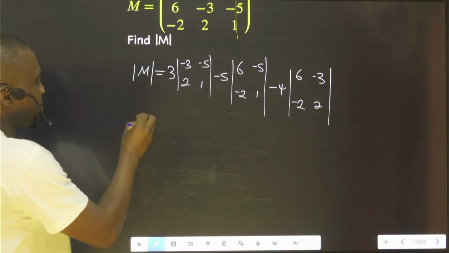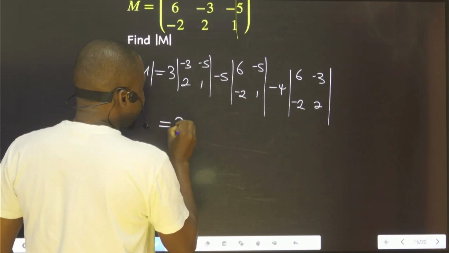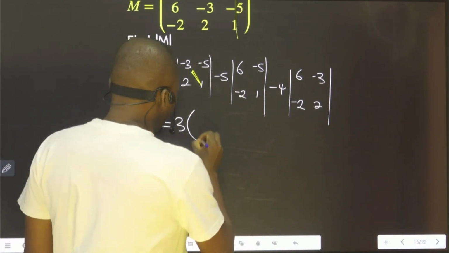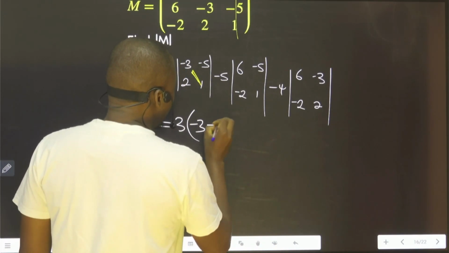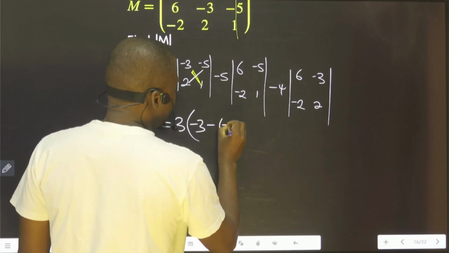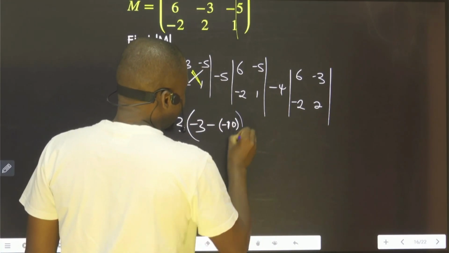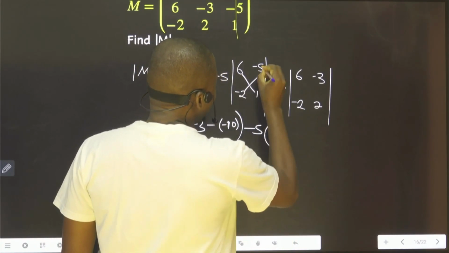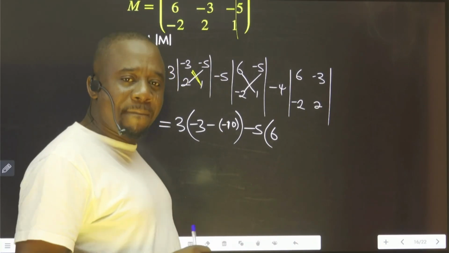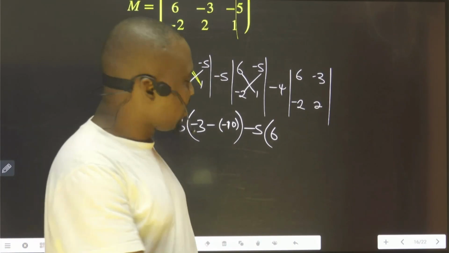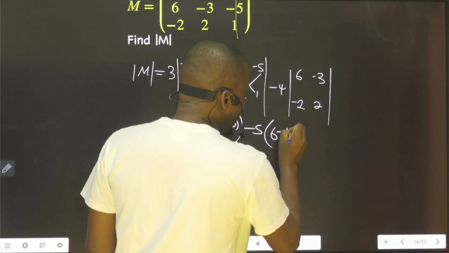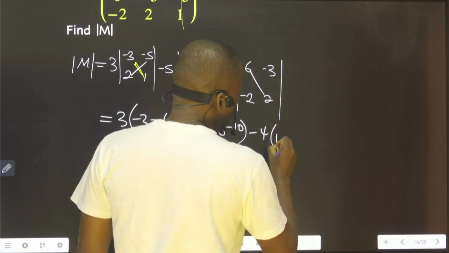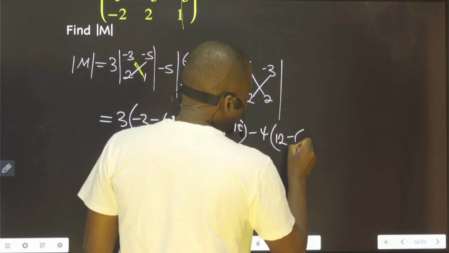Now we are good to go. This is equal to 3. This will give us minus 3 times 1 is minus 3. Minus, this will give us 10. This is minus 5. This will give us 6. This will give us minus 2 by minus 5 is plus 10. Then we put the original minus, that is minus 10. Then we put minus 4. This will give us 12. This will give us 6, that is minus 6.